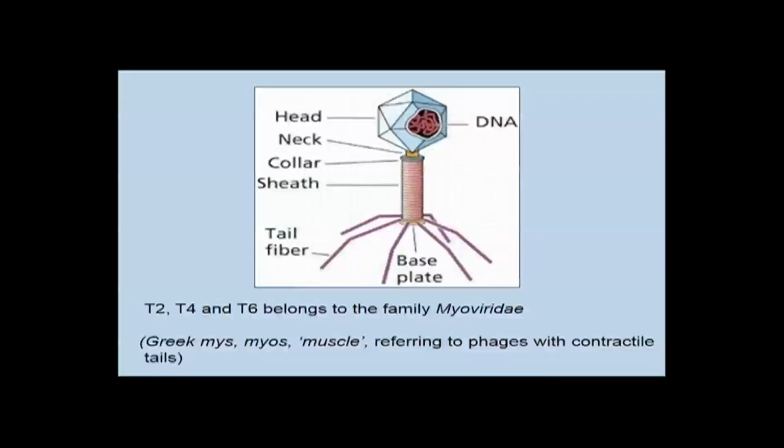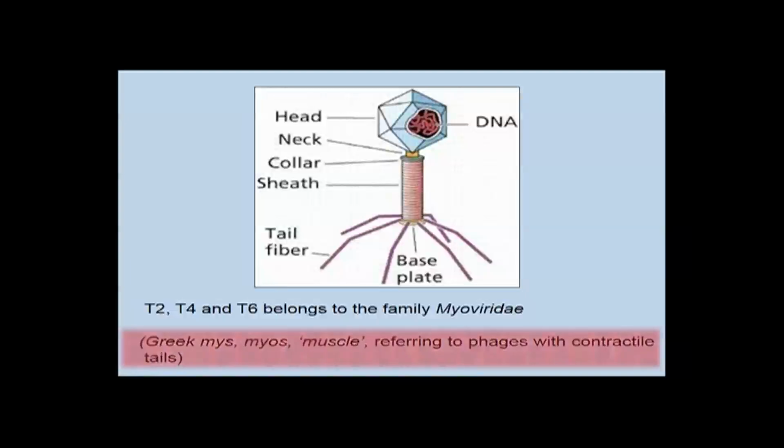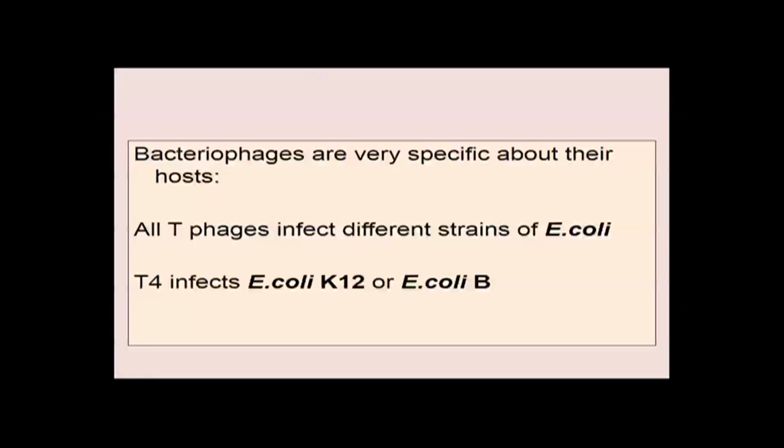Now, this is the picture of common T even bacteriophages. T2, 4, 6 belong to the family Myoviridae. The Greek word myos means muscle, and since the tail is contractile, it resembles muscle, and thus they belong to this group Myoviridae. Bacteriophages are very specific about their hosts. All T phages can infect different strains of E. coli, but T4 infects very specific hosts like E. coli K12 and strain B. So, if we are performing the plaque assay with T4 as the bacteriophage, then we have to take its specific host, either K12 or strain B.